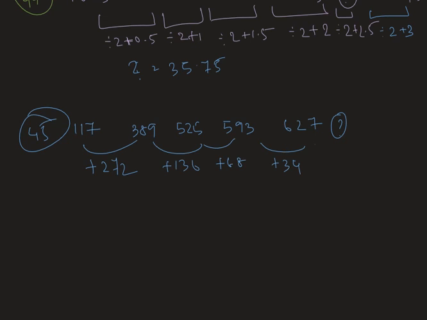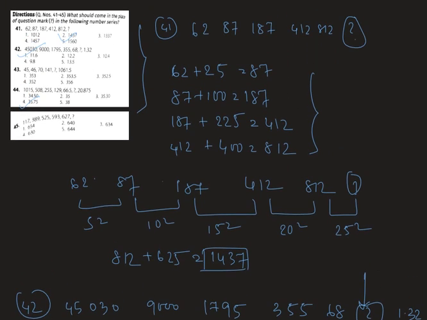Now the series reduces to 272, 136, 68 and 34. And each of these numbers is nothing but half of the previous one. Hence the next number in the second series will be 17. Therefore, in the original series, the last number will be 644. Hence, the answer is 644. Therefore, option 5 is true.